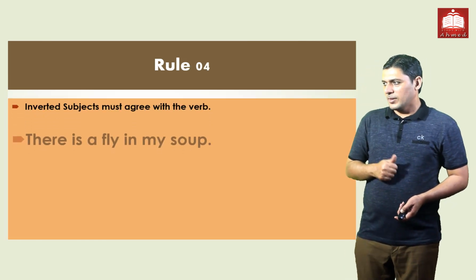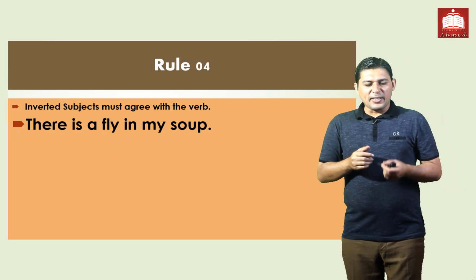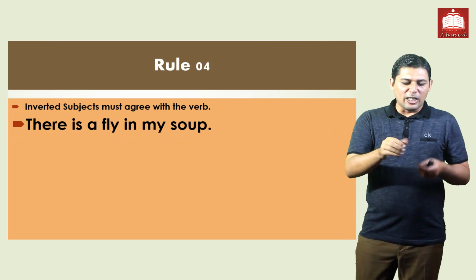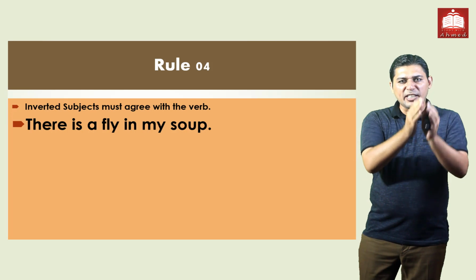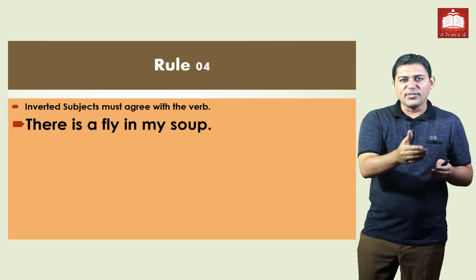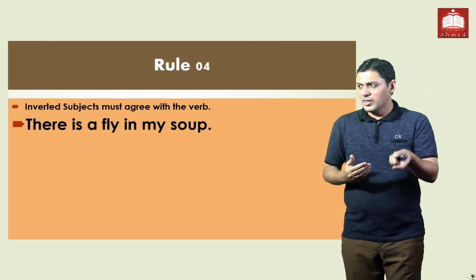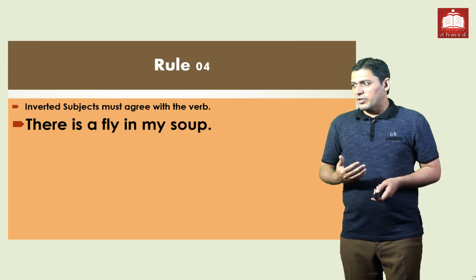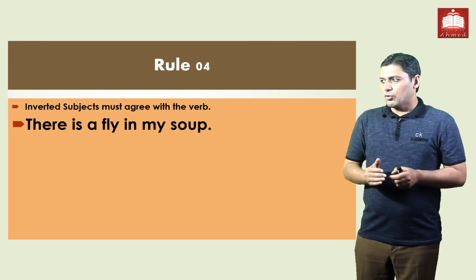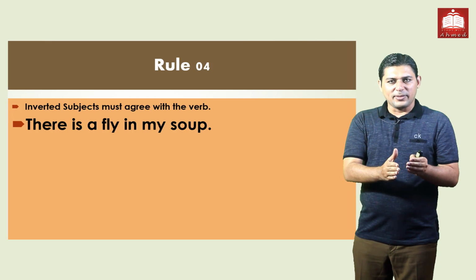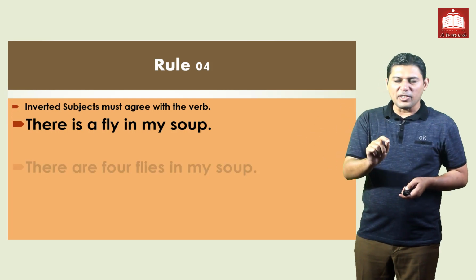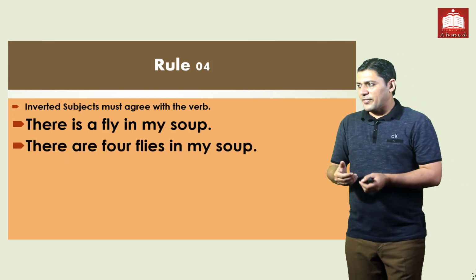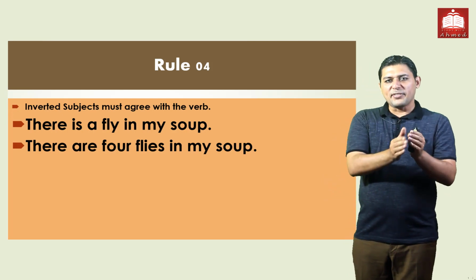वी हैव if we have subject in the mid of the sentence, those structures start from there is, there are, there was, there were, or interrogative, right? So inverted subjects. So there's a fly in my soup, so a fly is singular subject, right? यहाँ पे flies हैं, तो यहाँ पे is use करेंगे. There are 4 flies in my soup, so यहाँ पे जो 4 flies हैं that is subject है.